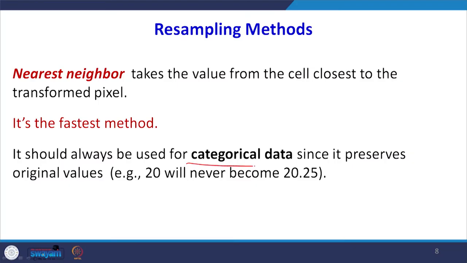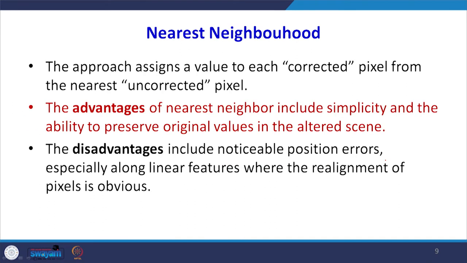And we use this for categorical data. If the data has certain categories, we use this method, and it will preserve the original value. So if in my original image the value was 20, then it will remain 20 in my output image. It will not be changed to some other value. That is the advantage of the nearest neighborhood resampling method. This approach picks the value from the nearest uncorrected pixel and replaces it in the corrected one.